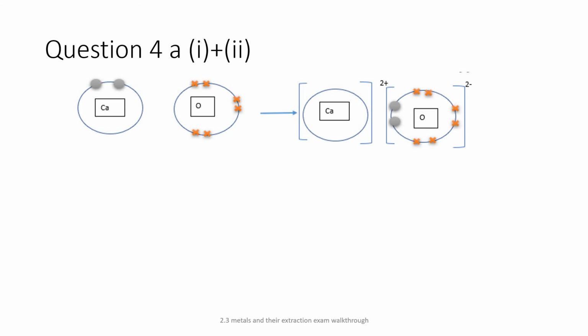Question 4. So calcium has 2 electrons in its outer shell and will want to lose them. Oxygen requires 2 outer electrons to gain a full electron shell. So calcium will give its electrons to oxygen and form an ionic bond. Remember to include the charges of each of the atoms, well, ions.